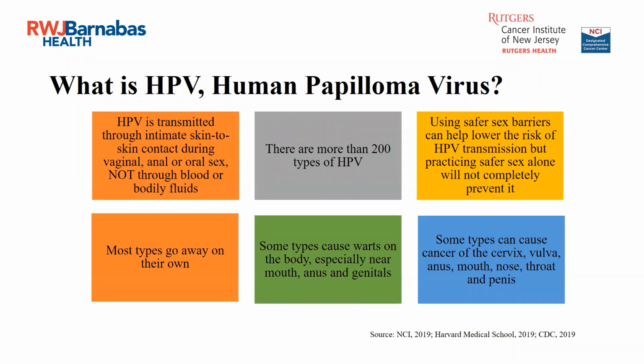There are actually more than 200 different types or strains of HPV. Practicing safer sex, while it's obviously very important, is not necessarily as effective as getting the HPV vaccine at preventing HPV and its cancers. I'll discuss that later. Most types of HPV will go away on their own. Just like a cold, which is a virus infection, your body will clear itself naturally. The same thing goes with most types of HPV. Some types of HPV can cause warts on the body, and some types can cause cancer of the cervix, vulva, anus, mouth, nose, throat, and penis.